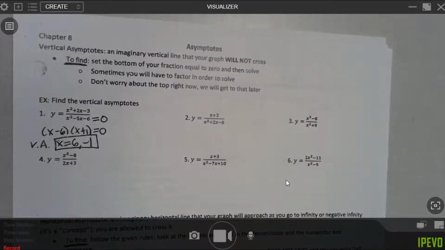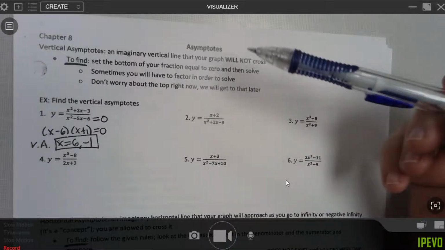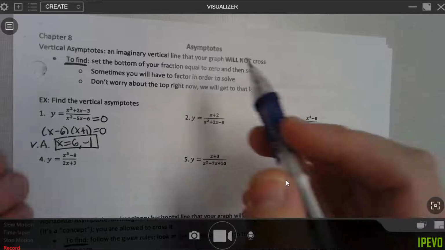So today we're going to be talking about asymptotes, the vertical and horizontal. Remember, an asymptote is an imaginary line that your graph will follow but not cross. So vertical, because it's your bottom equaling 0, it will never cross a vertical asymptote. So it cannot cross that. That's what it says, will not.